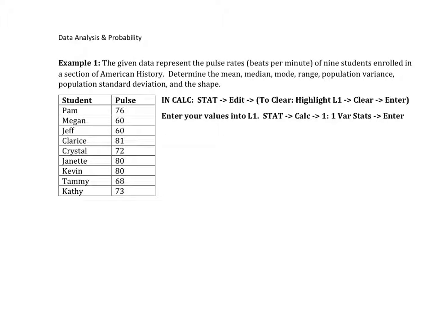Anybody having issues getting to that? Okay, so now on your calculator, you should be able to scroll up and down where you can see a bunch of information that it's telling you. So the very first thing that pops up with the 1-Var Stats is the x bar. So again, that is the mean. So in this case, our mean is 72.2.